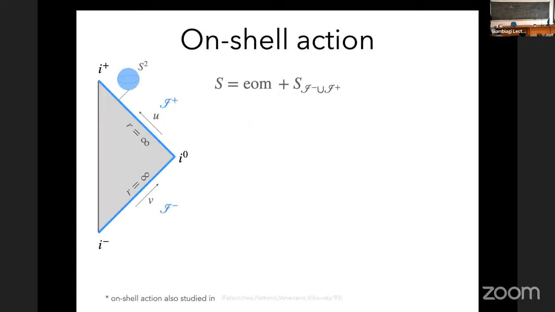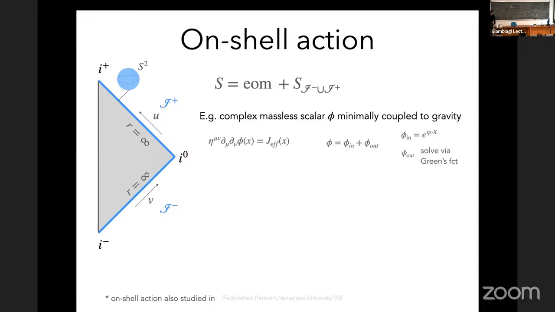So in asymptotically flat space, this boundary would be the union of the past null infinity and the future null infinity. And we're going to look at this question for the simplest case, which is a complex massless scalar that's minimally coupled to gravity. If I write down the wave equation, I can put it in a form where I have something that looks like the flat space wave equation, and all the source and the Christoffels I put into this effective J. Then I make the ansatz that I have some incoming field and some outgoing field. The incoming is just a plane wave. The outgoing I will solve via the usual Green's function methods.